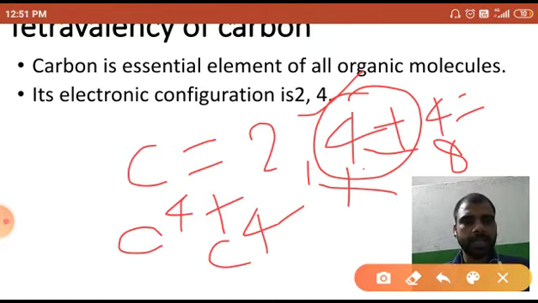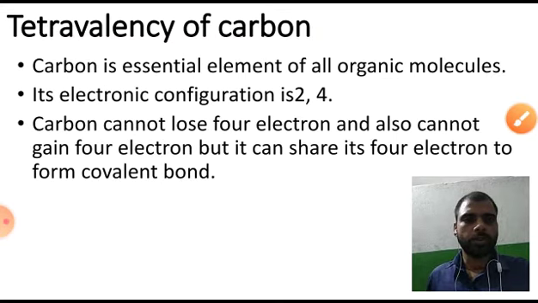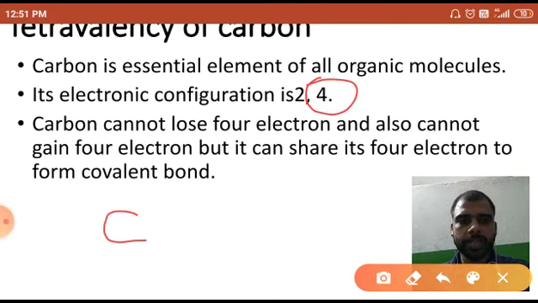Now, dear students, you can see that carbon cannot lose 4 electrons and also cannot gain 4 electrons, but it can mutually share its 4 electrons. If I write the electron dot structure, I will write C. As you know, there are 4 electrons in the outermost shell, so I write 1 dot, 2 dots, 3 dots, 4 dots. These 4 electrons can be shared with someone.